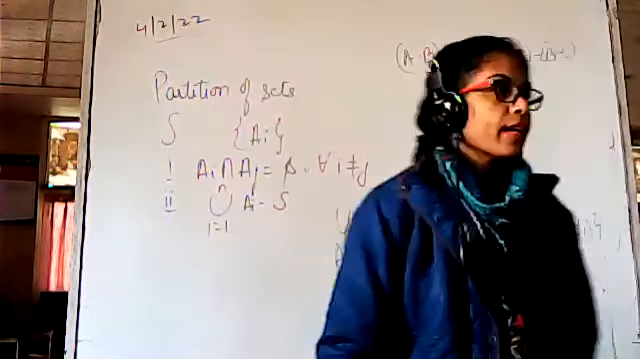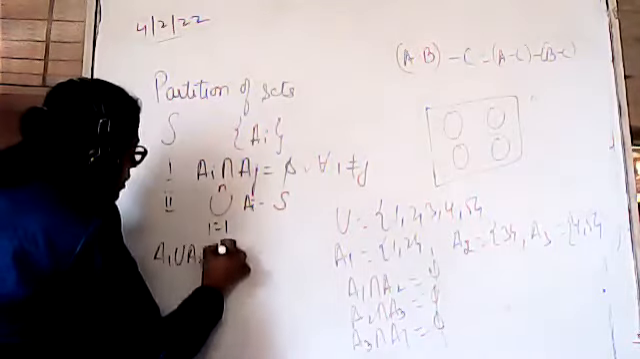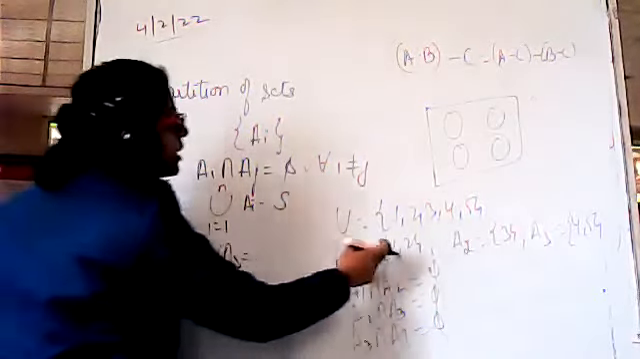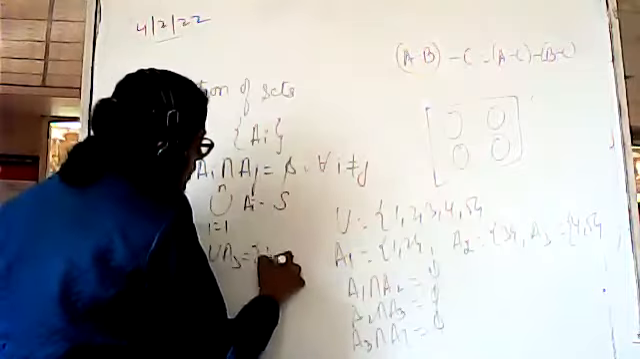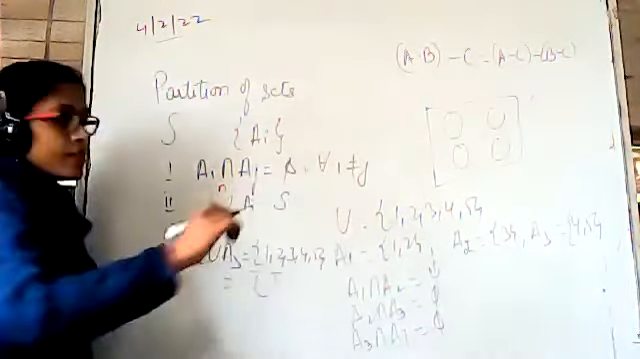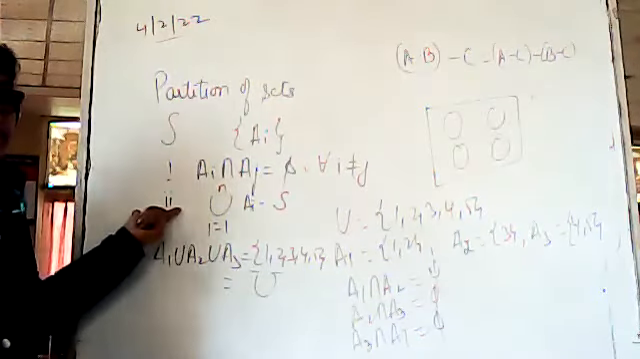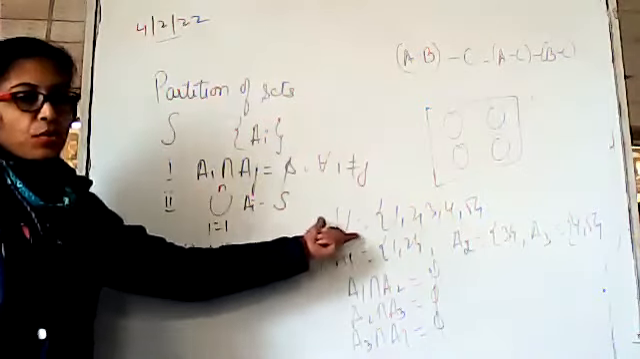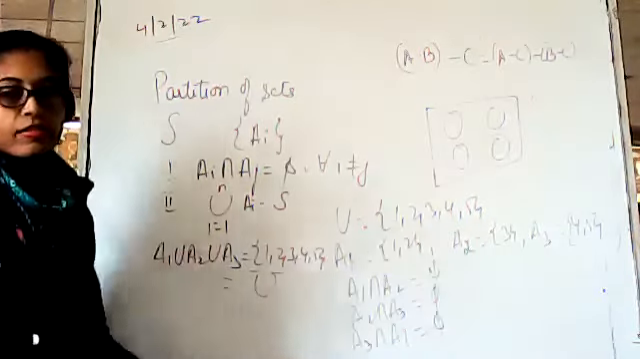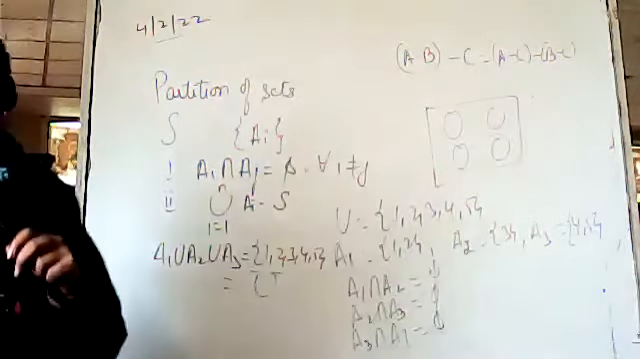Second condition is if we take the union of all the sets A1, A2 and A3, it will be 1, 2, 3, 4 and 5. This is again equals to the set U. So if these two conditions are satisfied, then we will say that this is a partition of the given set. Okay? Let us take one more example.